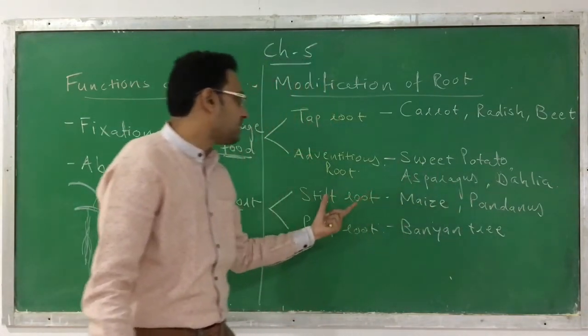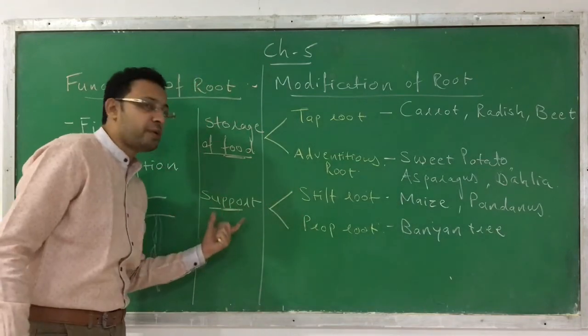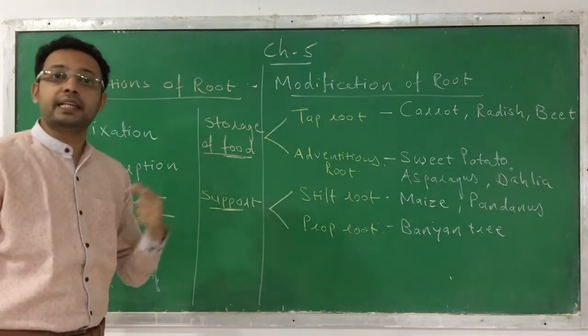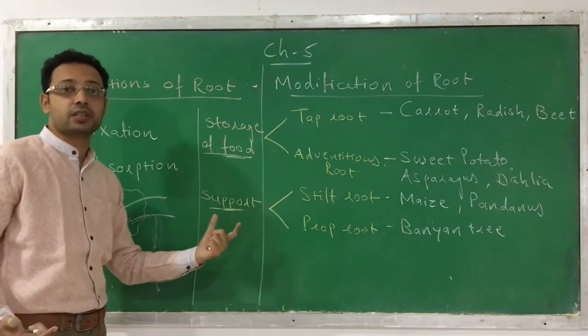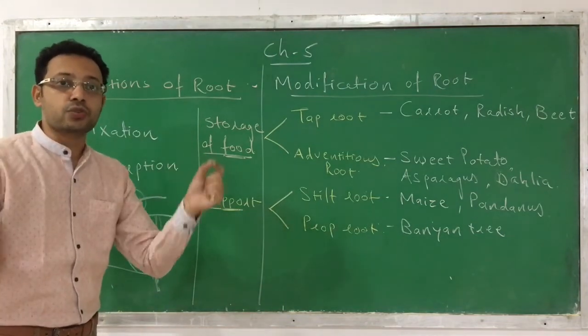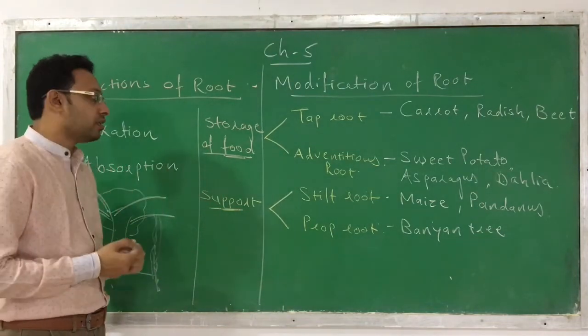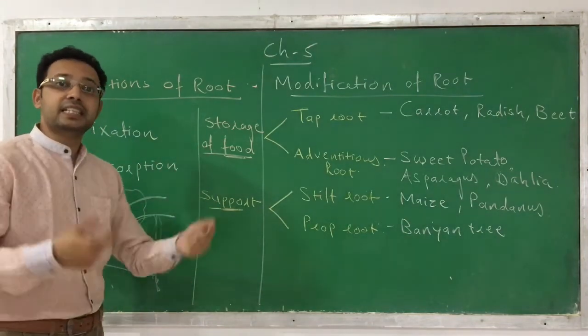Maize and pandanus are examples of stilt root, and both stilt and prop roots perform a function called support, mechanical support. Okay, they give support to a plant. So this is a special function. It's not a normal function of a root. Normal functions are only two, fixation and absorption. But here the roots are modified to perform special functions in certain plants.